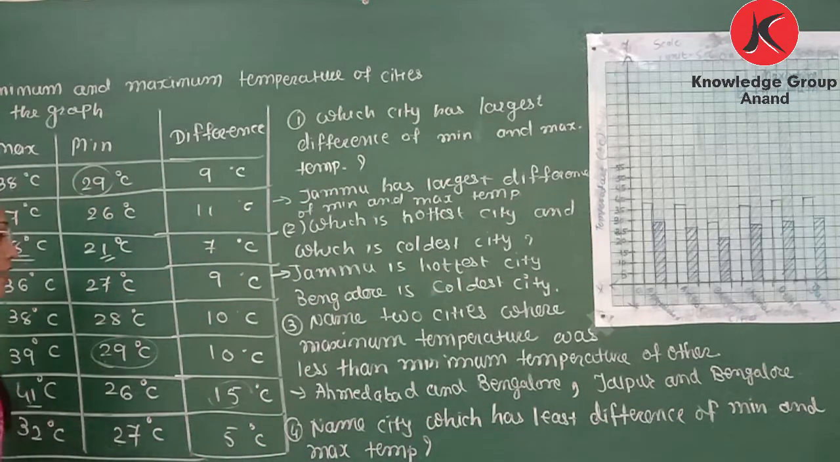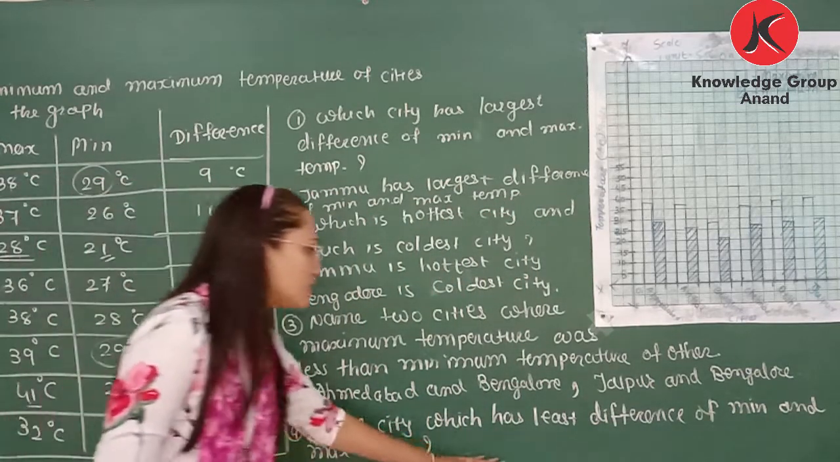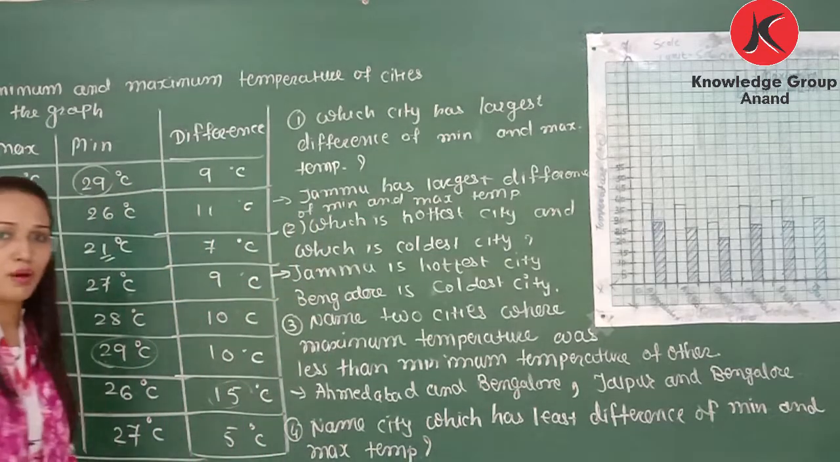Okay, now next, name the city which has least difference of minimum and maximum temperature.